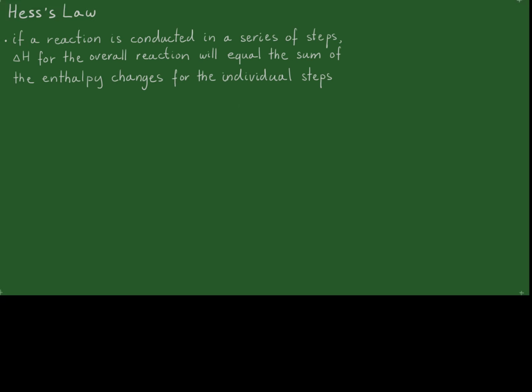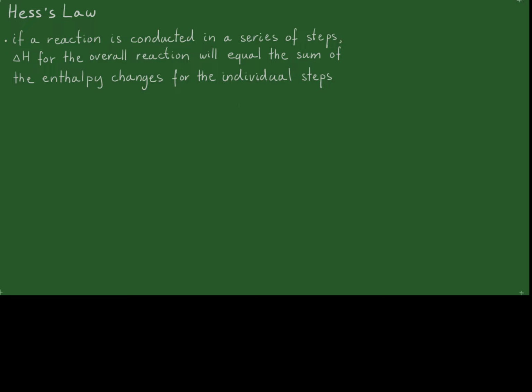It is often not practical to determine a change in enthalpy experimentally. This is where Hess's law comes in. So it says that if a reaction is conducted in a series of steps, delta H for the overall reaction will equal the sum of the enthalpy changes for all the individual steps. So what does that mean?